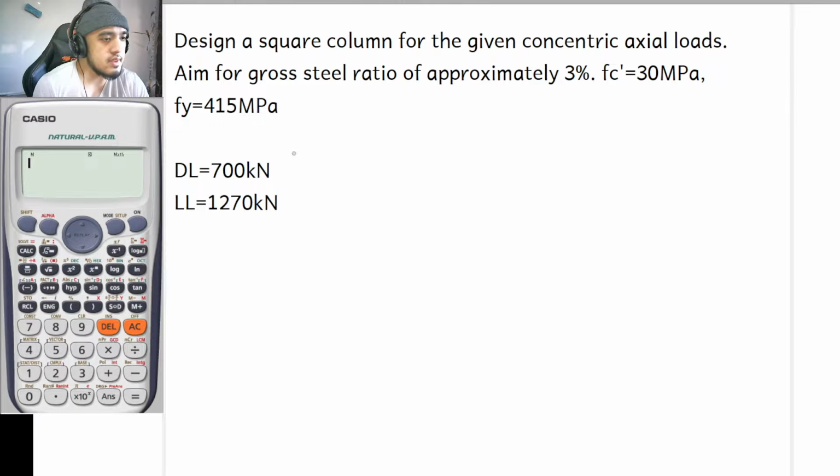And we would be having these given concentric loads. When we say concentric loads, it means that they are acting directly at the centroid of your section. So with that, we will be making use of this approach.